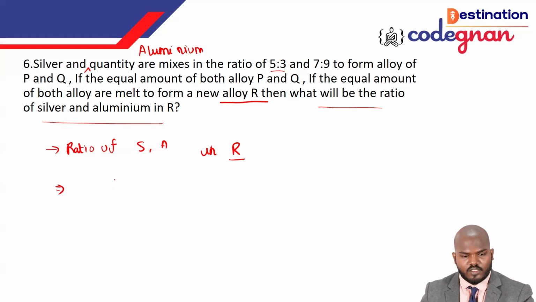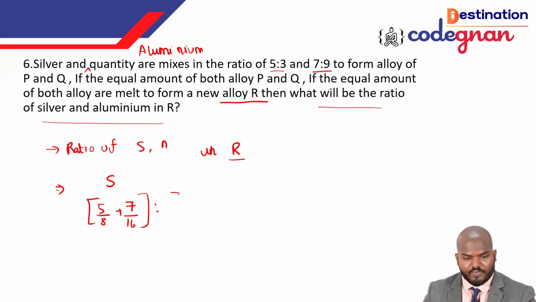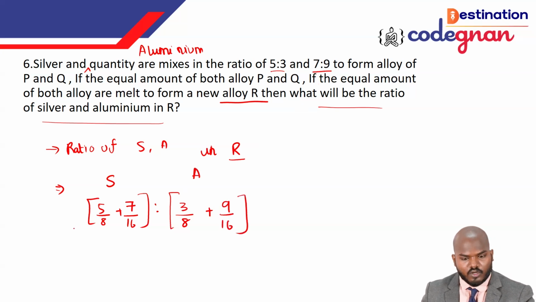If it is mixed, the silver is 5 by 8 plus, here in the place, for the silver of the second alloy, we can call it 7 by 16. And for the aluminium here, we can call it 3 by 8, plus again 9 by 16 here in the place. Okay, so this is how I can say this one.